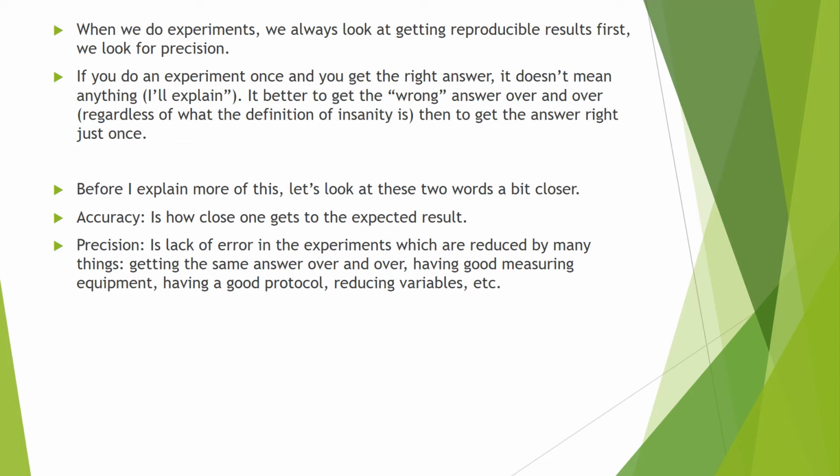Okay, when we do experiments, we're always looking to get reproducible results first, not what the right answer is. If you do an experiment once and you get the right answer, it doesn't mean anything. It'd be better to get the wrong answer over and over, regardless of what the definition of insanity is. Remember that: doing the same thing over and over and never getting it right is insanity, or you're always getting the same answer.